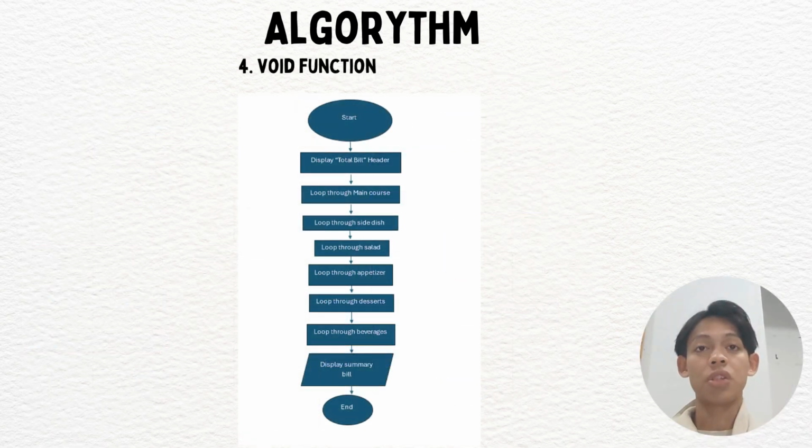So now for the last function, which is the void function. Of course it will start with start and display the total, and it will loop through all the menu items we have in the restaurant, and lastly it will display the summary bill and end the process. So why does it loop through all the menu items in the restaurant? Because they need to show all the menu items that they have in our restaurant, and show all the quantities that were inserted by the user in the summary bill.